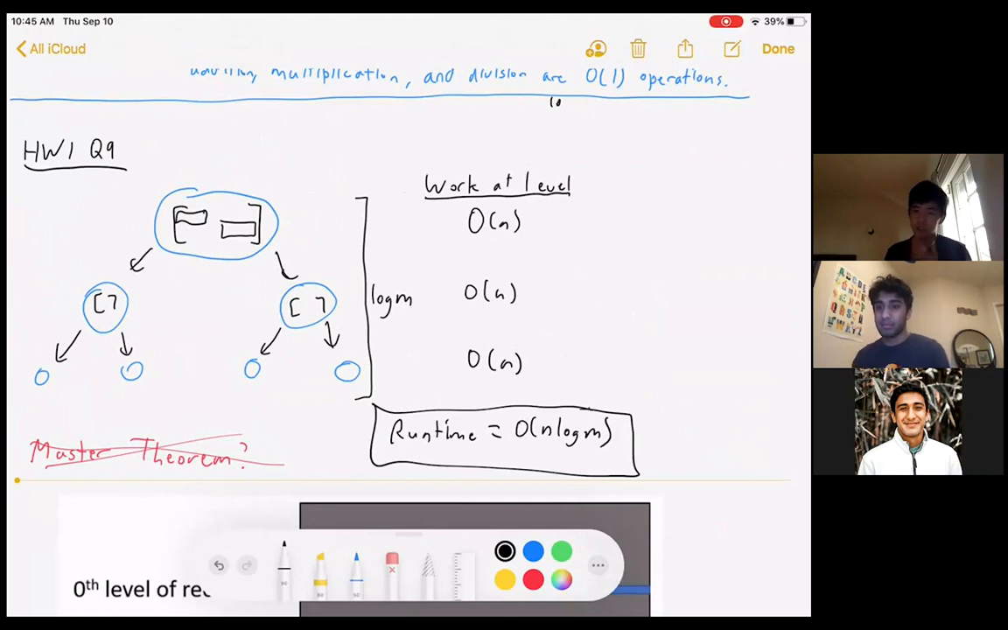I see. So you're saying we compute the work per level in a different way, but it's a similar idea. Exactly, exactly. Gotcha.